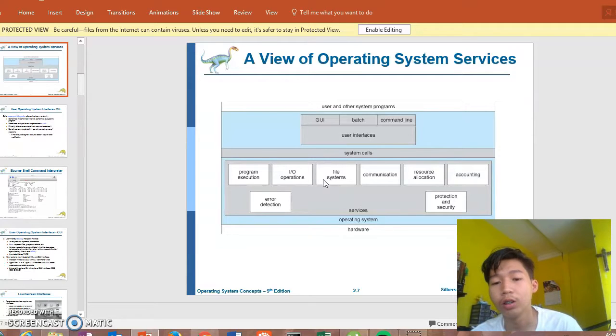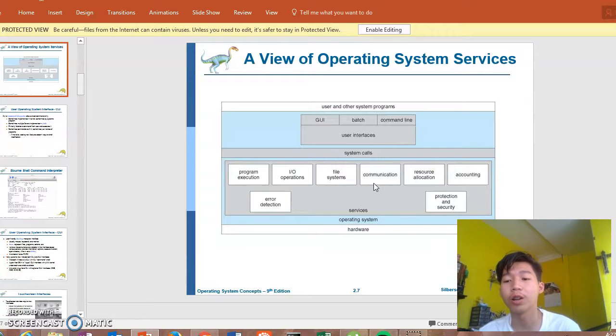Fourth one is the communication. In case of distributed systems, which are a collection of processors that do not share memory, peripheral devices, or a clock, the operating system manages communications between all the processes. Multiple processes communicate with one another through communication lines in the network.